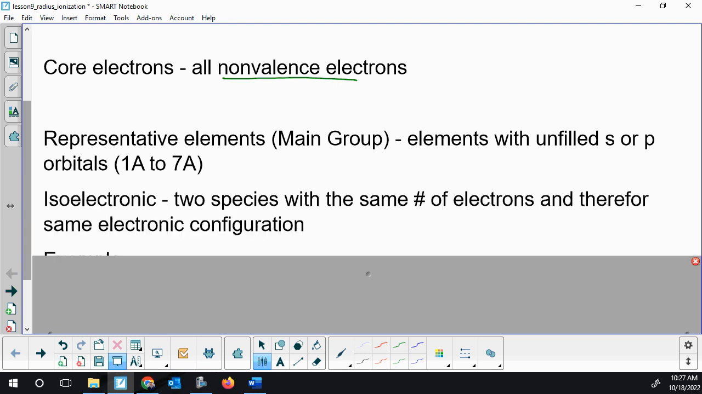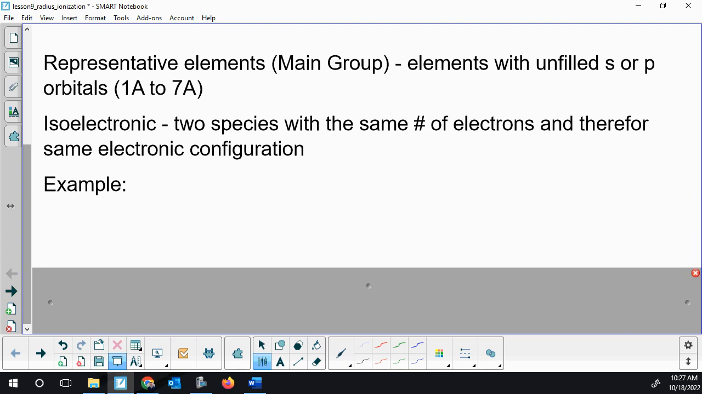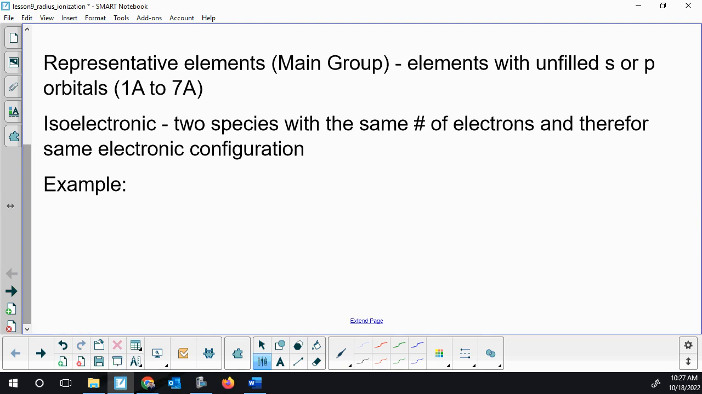Now, probably the most important on this slide, isoelectronic. This is going to come up all the time through our lesson on atom size comparisons and particularly ion size comparisons. Two species with the same number of electrons and therefore the same electronic configuration. And we'll look at a couple examples.